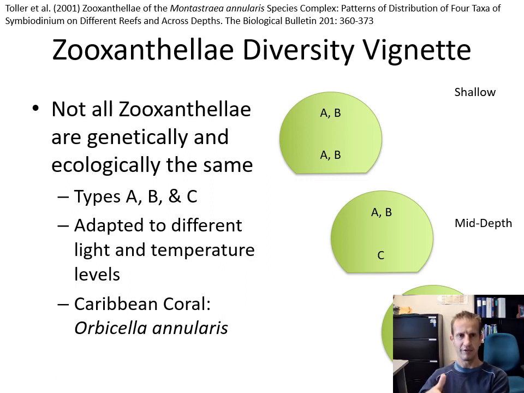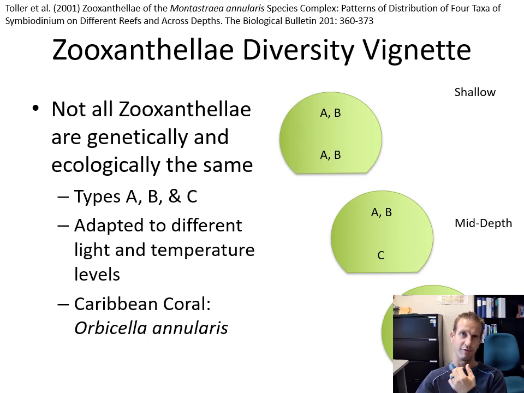It's got different types of zooxanthellae that live in it, and in the shallow depths you see types A and B, which are adapted to bright, warm conditions, and then in the deeper depths you see type C, adapted to cooler, darker conditions. And at mid-depths you sometimes have this interesting thing where there'll be multiple types of zooxanthellae within one coral colony. The more shaded parts of the colony will have type C, and the other parts will have types A and B.